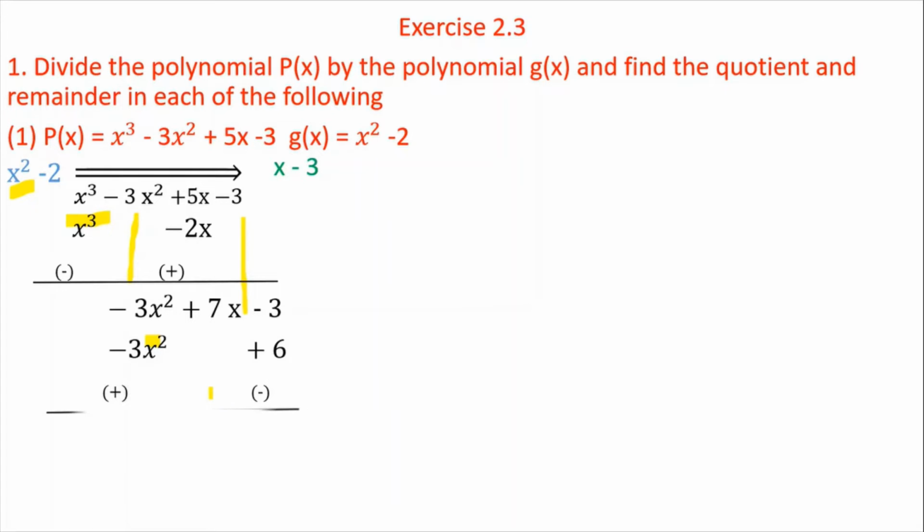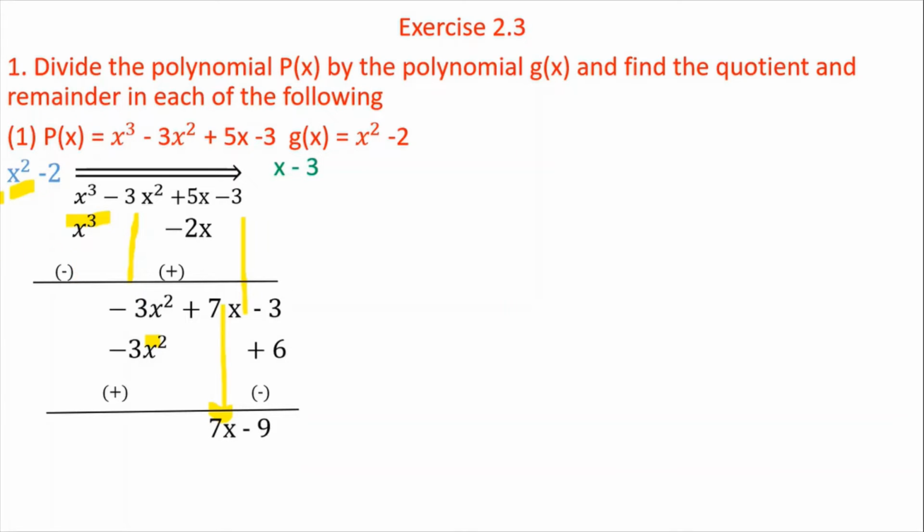Now, after performing addition, minus 3x square and plus 3x square get cancelled, and minus 3 minus 6 gives minus 9, and this 7x is brought down. So the resultant expression is 7x minus 9.